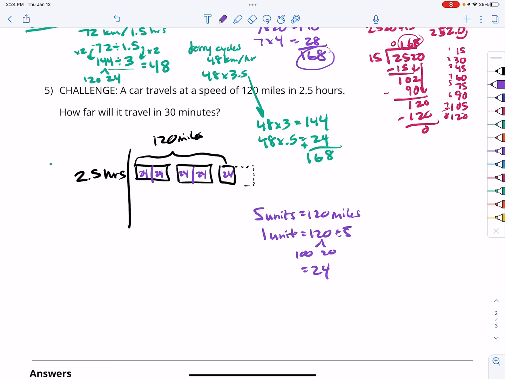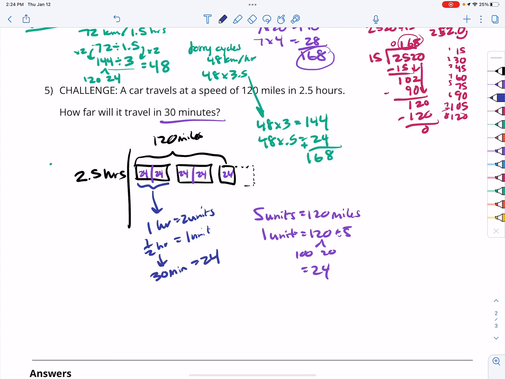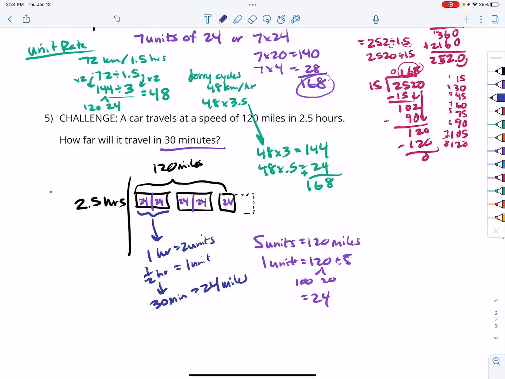this is asking how far will it travel in 30 minutes? Well, that seems really foolishly easy. If 1 whole hour is 2 units, a half hour is 1 unit. And I know that a half an hour is equivalent to 30 minutes. So 30 minutes equals 24 miles. I feel like I should have flip-flopped this one and made Jerry's problem the challenge, because that one is a little bit more complex.